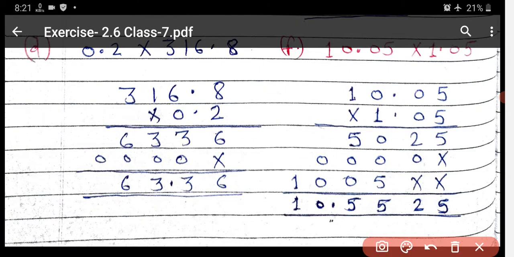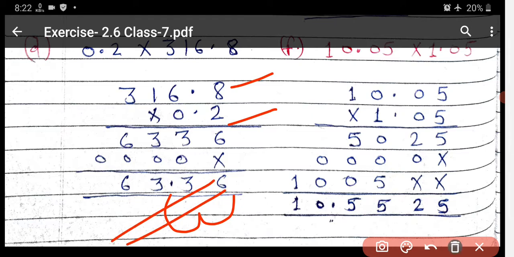Part D is 0.2 into 316.8. So don't bother about the decimal. First do normal multiplication as you do. Multiply by 2, then when you add, you will get that answer. Now what you do: after the decimal one digit, after the decimal one digit, total two digits are there. So from the back side put the decimal after two digits, then you will get your answer.